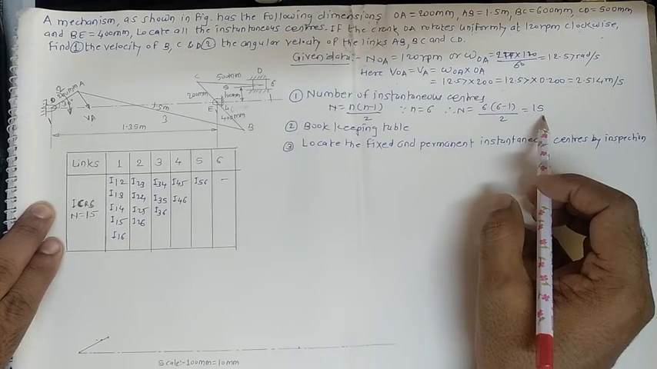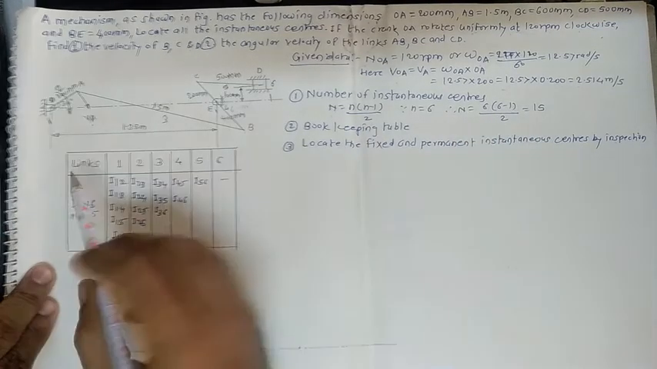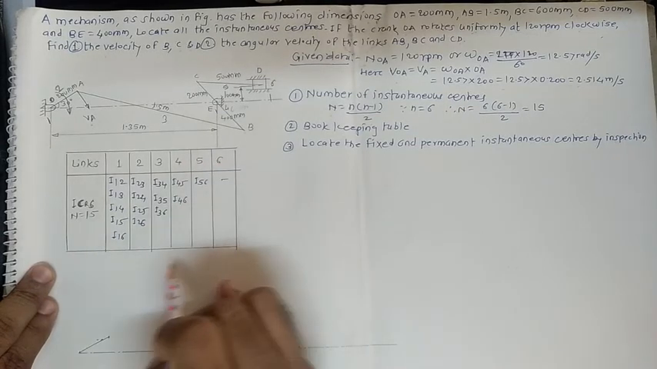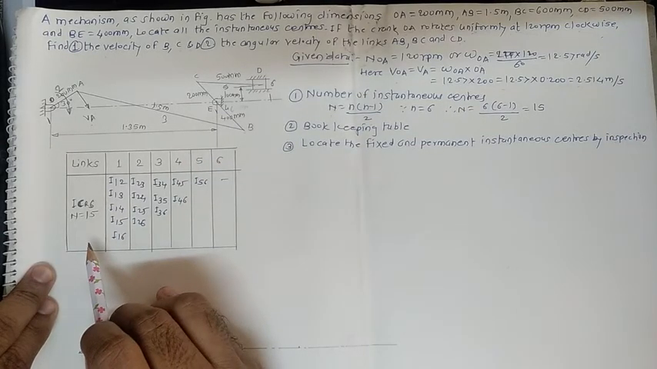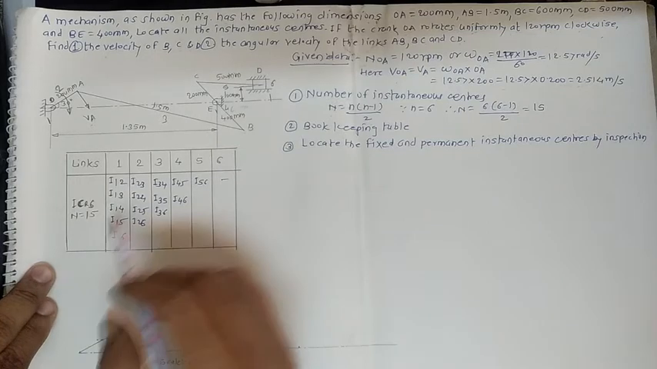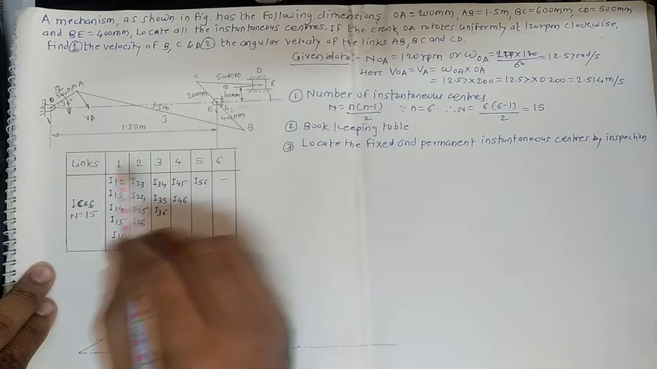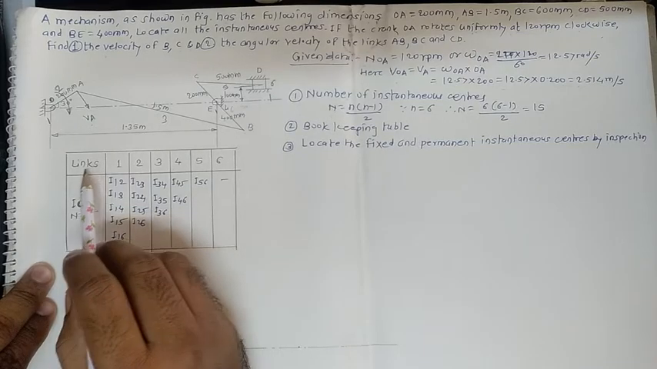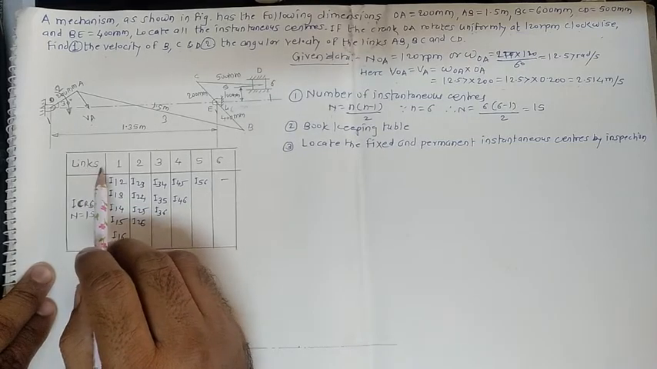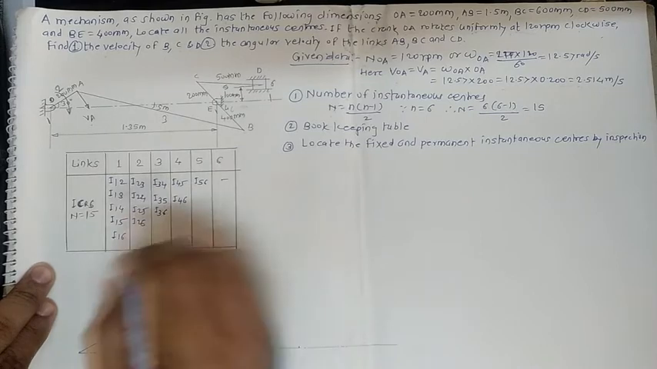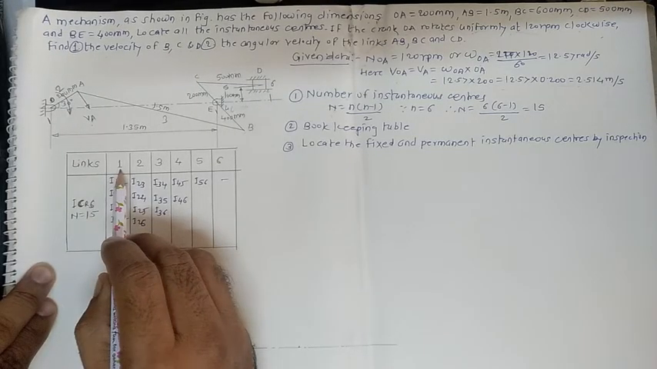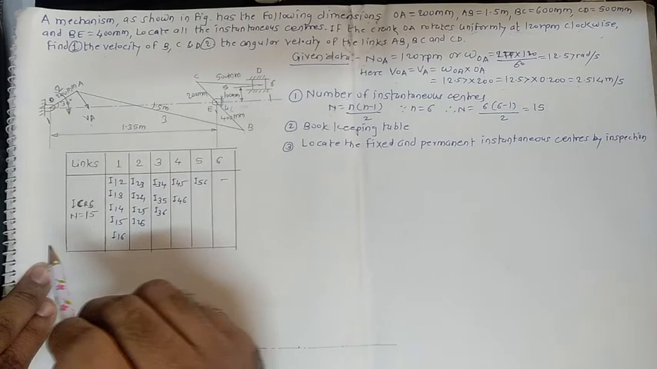Now just keep a record of all the instant centers. This table will give us the record of all the instant centers. Consider the headings here: this is the name of the links, and the number of instant centers with us is 15. Now give the numbers 1 2 3 4 5 6 in this way and prepare this table.